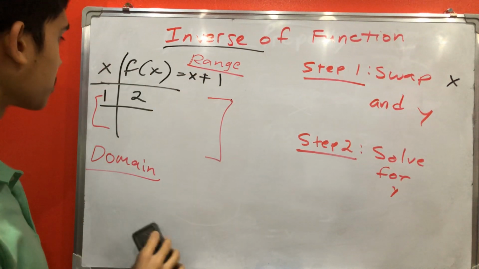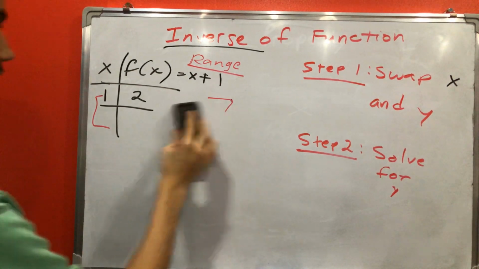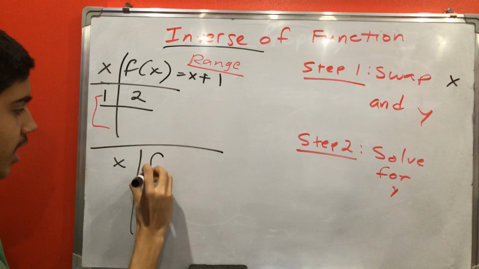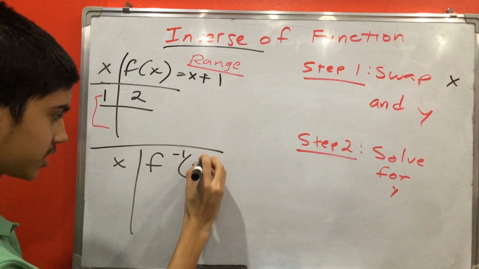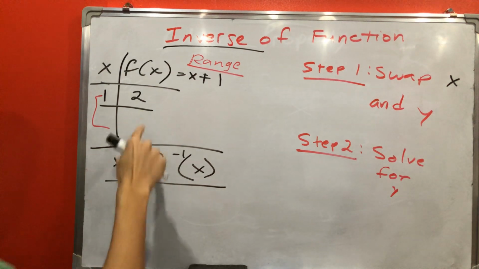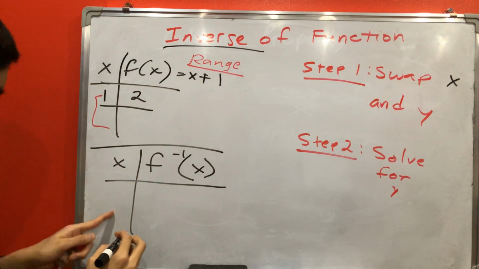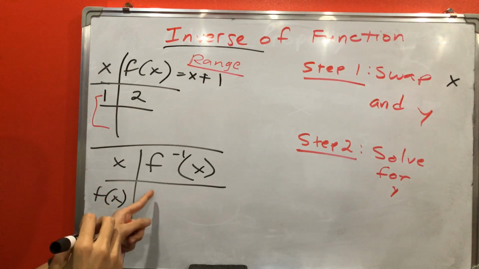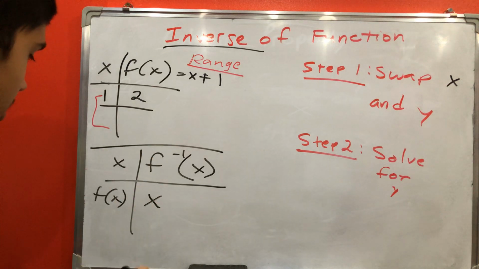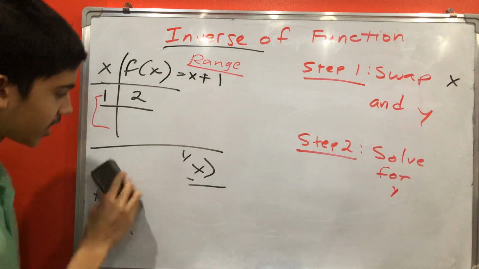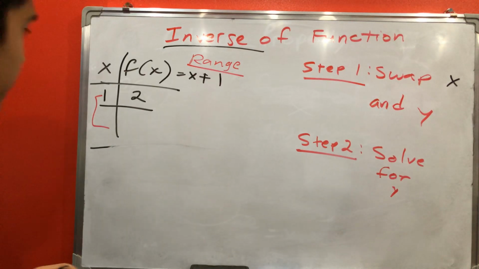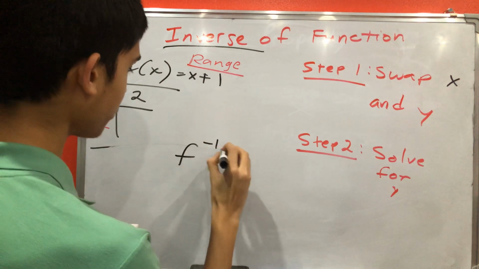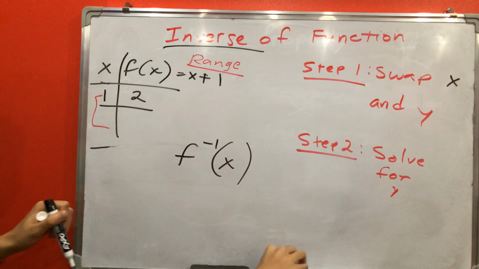The idea for the inverse is that the range will become the domain. It just switches values. So let's make a table so we completely understand. If we have x and f negative 1 of x, here all the domain values are going to be f of x, and all the range values are just x. This might be a little confusing, but I want to give you examples.